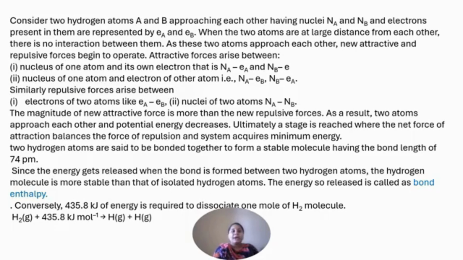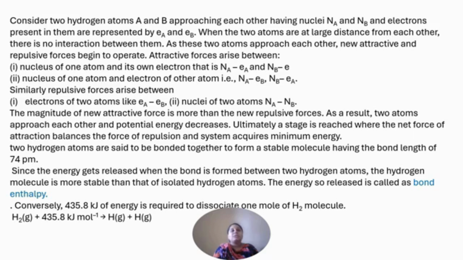So considering two hydrogen atoms A and B approaching each other, they have nuclei Na and Nb, and the electrons present in them are represented as Ea and Eb. When two atoms are present at a large distance from each other, there is no interaction between them. As the two atoms approach each other, the attractive and the repulsive forces begin to operate.